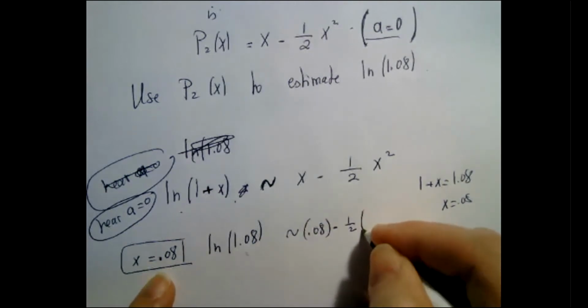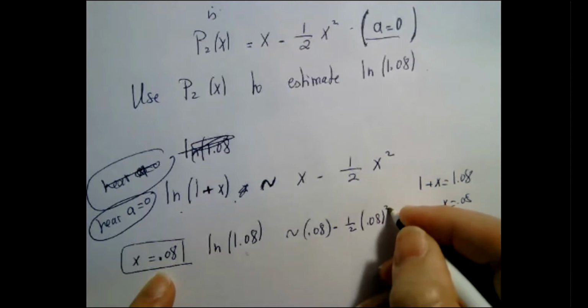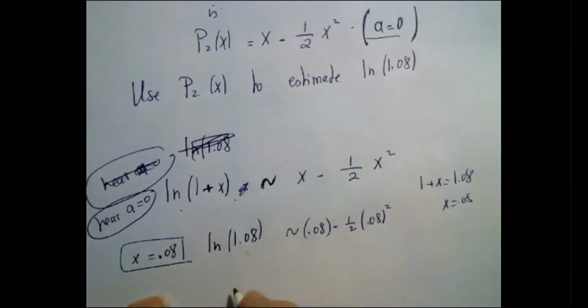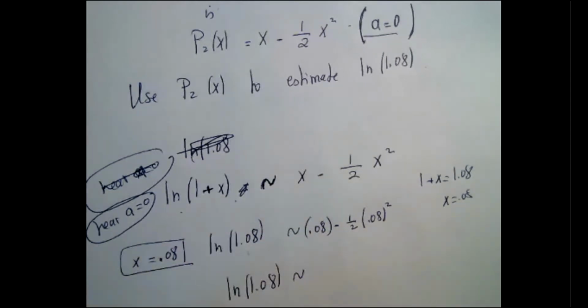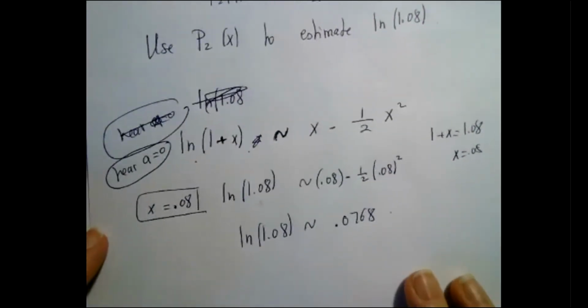minus a half 0.08 squared. And then it means ln is almost equal, and then the rest is really easy. There's nothing to it. Minus 0.08 squared divided by 2, and this gives me 0.0768, unless I'm doing something wrong. To check I'm not doing something very bad, I ask, okay, what's ln at 1.08? Yeah, that's the approximation. Okay.